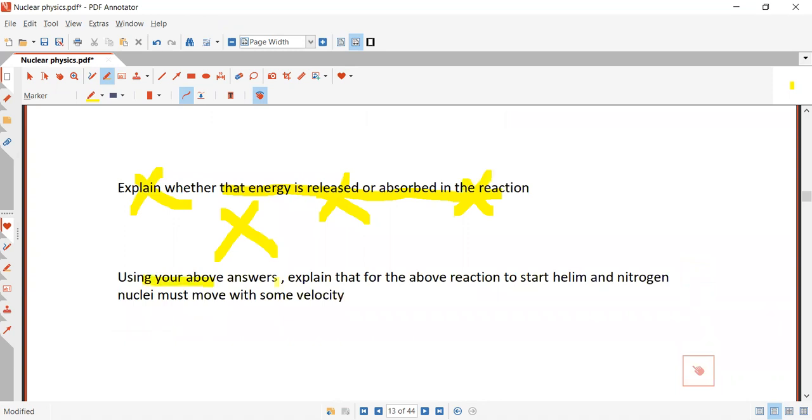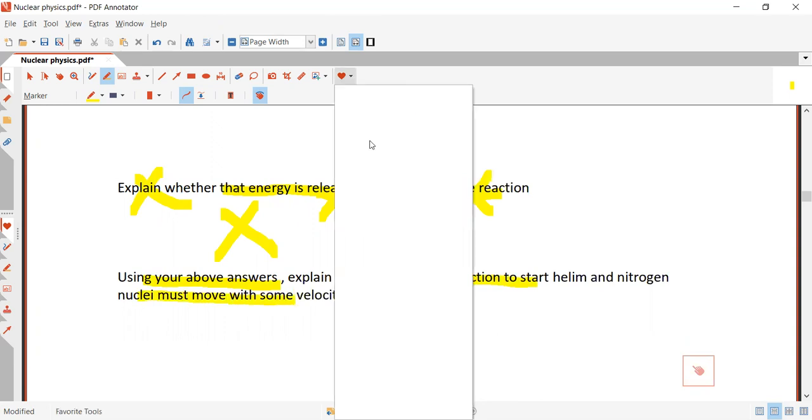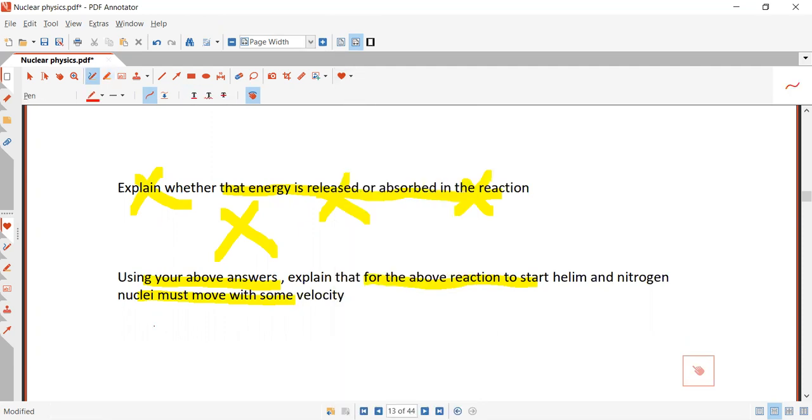Using your above answers, explain that for the above reaction to start, helium and nitrogen must move with some velocity. Yes, definitely, because both are nuclei, so both will be repelling one another. So to overcome the repulsion between the nuclei, they must move with some velocity, right?